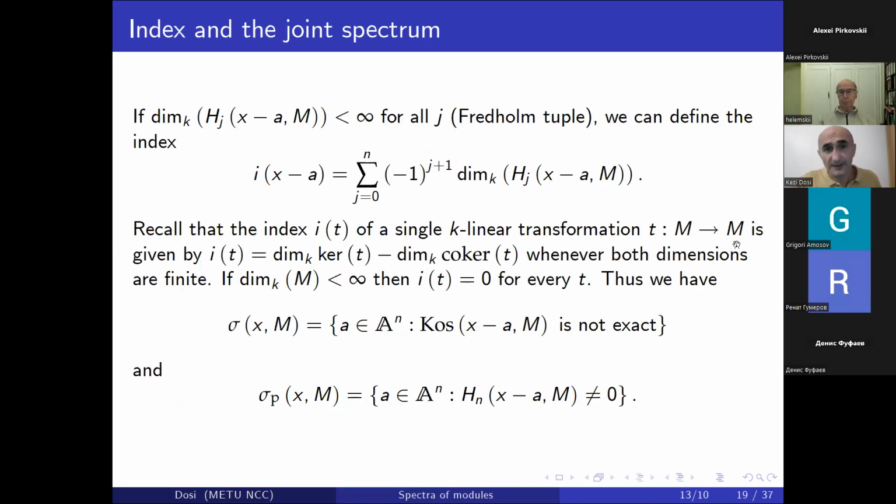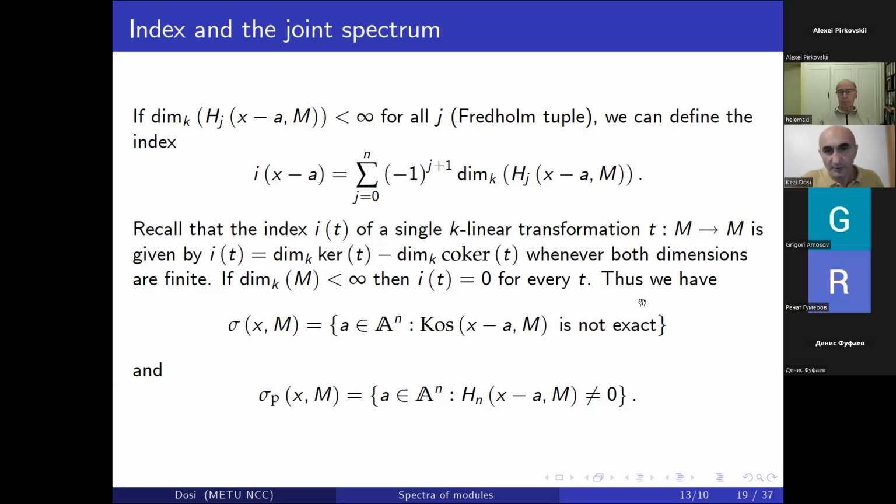We can also define the index. This is another algebraic Fredholm theory. So if the dimensions of the homology groups are finite, we can define the index here. Well, we know what an index is, right? From linear algebra, it's the difference of the dimension of kernel and cokernel, whenever both are finite. In a finite dimensional space, we know the index is 0.